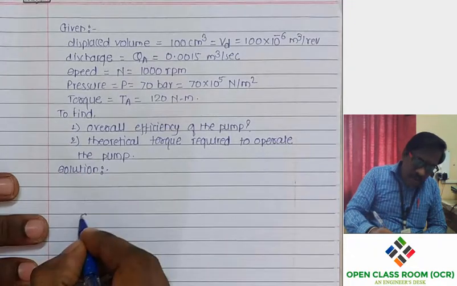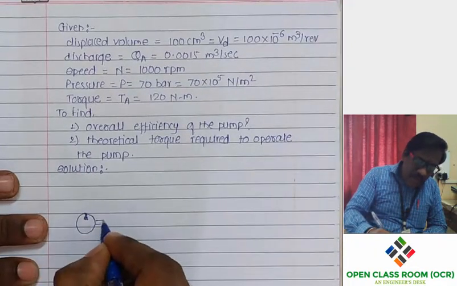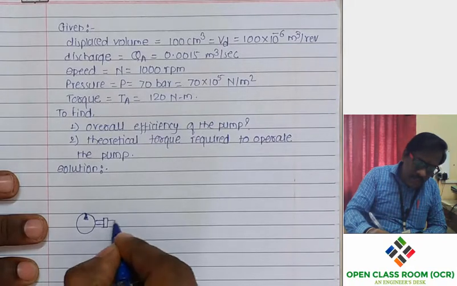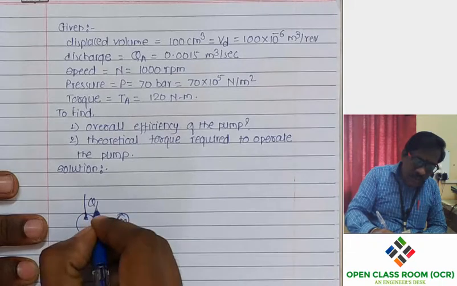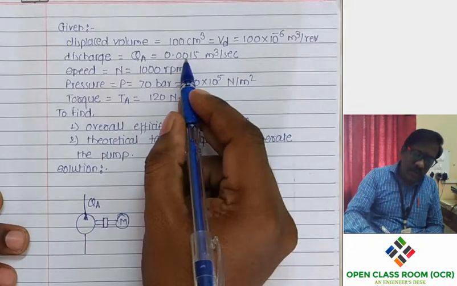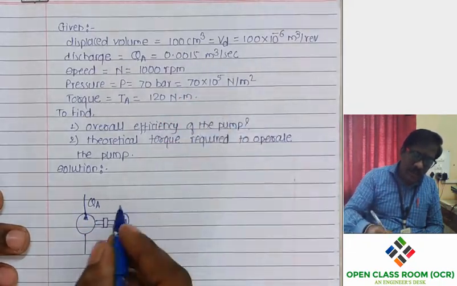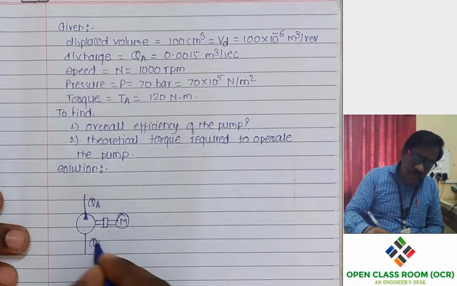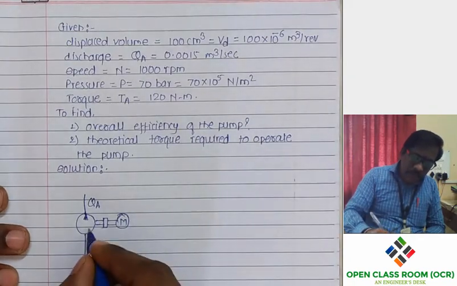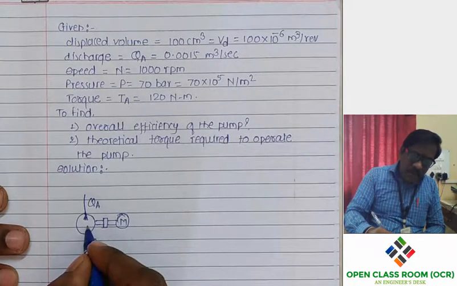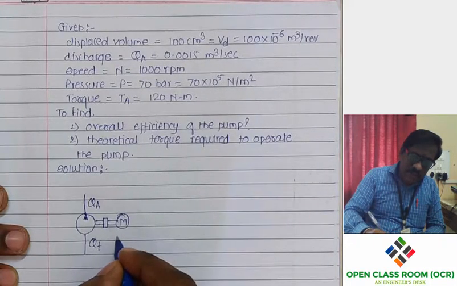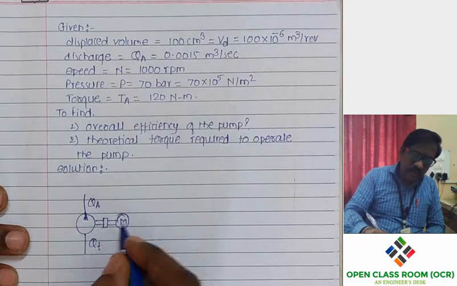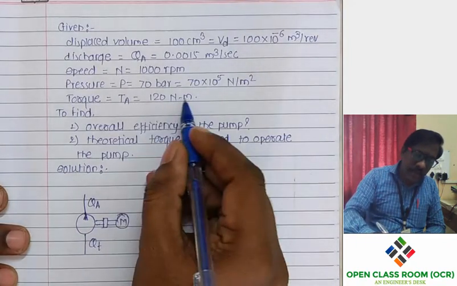First, the hydraulic pump is driven by a prime mover. Let us consider it is connected through a shaft from the prime mover, and the pump delivers the actual flow, that is 0.0015 m³/s, and Qt is the theoretical flow rate of this pump. The input torque to drive the pump is given by the prime mover. Let us consider this the actual torque to the pump, which is 120 N·m.